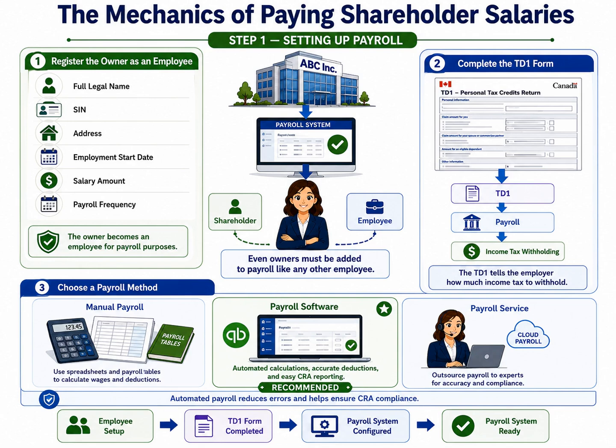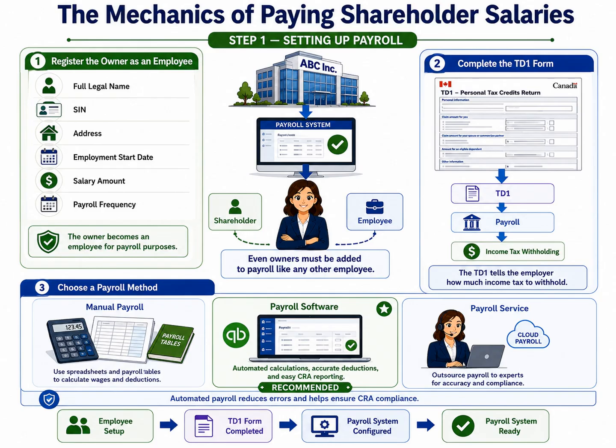After the employee information has been collected, the corporation must decide how payroll will be managed. Some very small businesses perform payroll manually using CRA payroll tables. But this approach requires careful calculations and is more likely to result in mistakes.